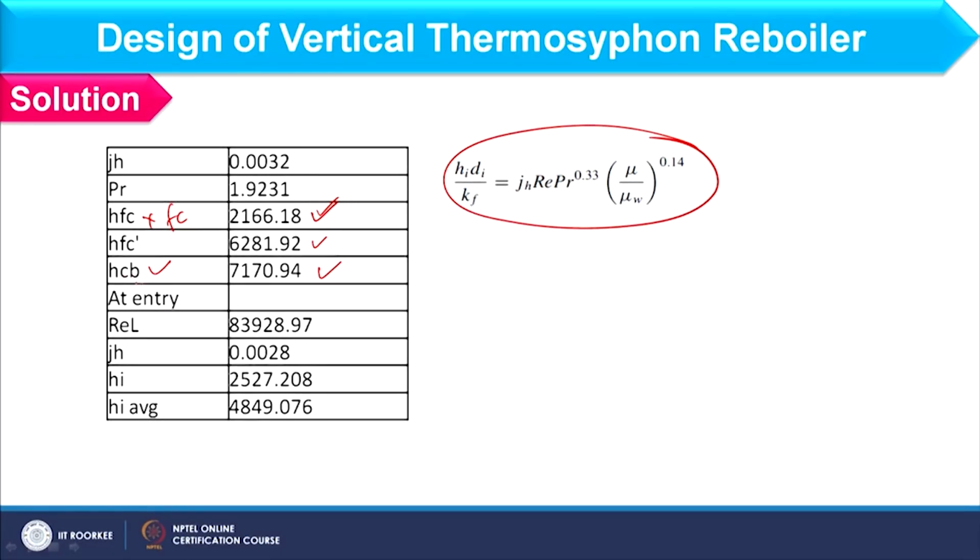And similarly, at the entry level of the tube we can find out heat transfer coefficient using this expression where complete liquid is available. Okay. So, Reynolds number you know, j_H factor you can obtain. So, heat transfer coefficient we can find as 2527.2. Averaging of these two will give the heat transfer coefficient in tube side, which comes out as 4849.076 watt per meter square degree Celsius.